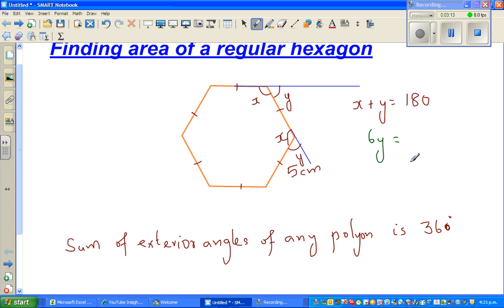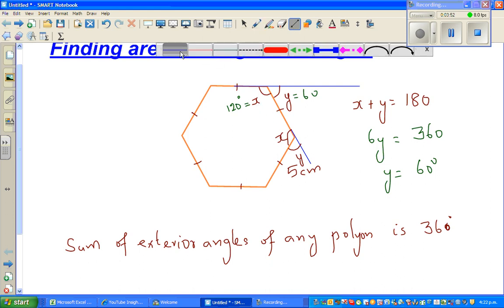This is always good to check. So you have 6 exterior angles, and when you add them, they will always equal 360. So I can say 6y is 360, and when you divide both sides by 6, y is 60 degrees. So how much would this be? x plus y is 180, so this has to be 120. Is that clear? Each exterior angle is 60, and the interior angle is 120.